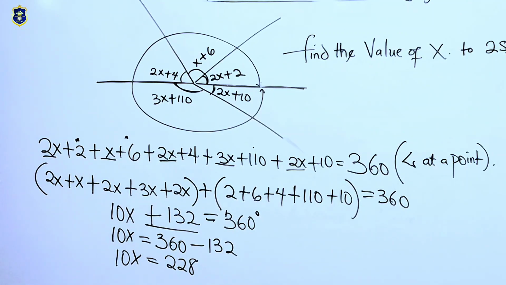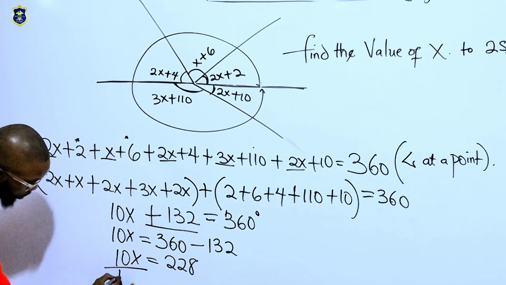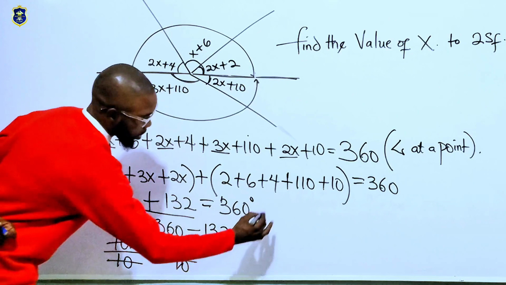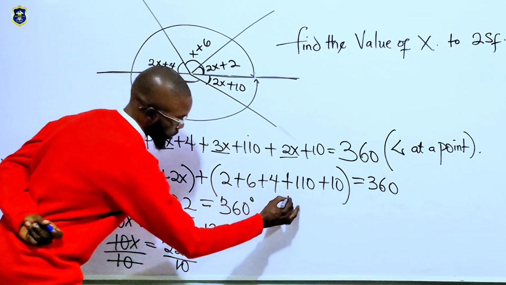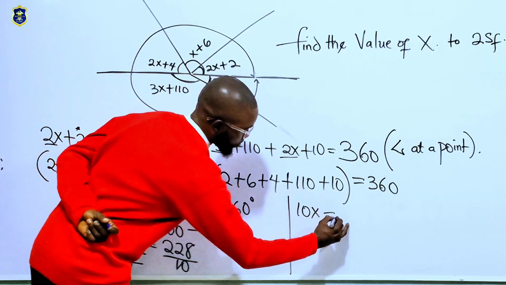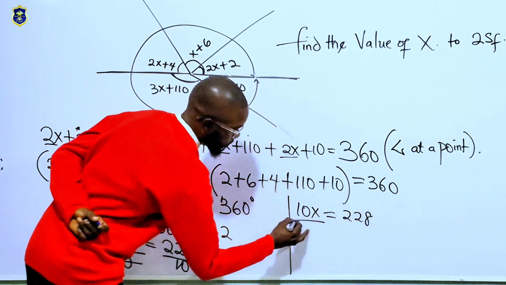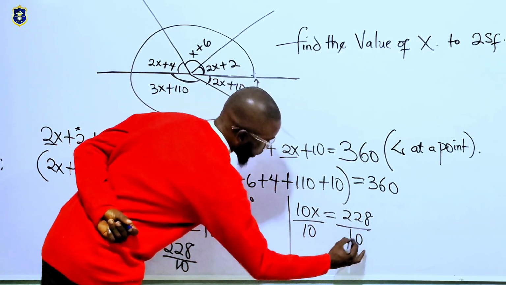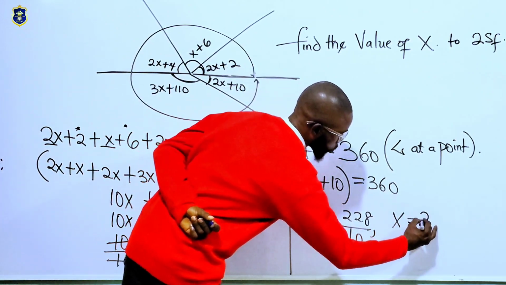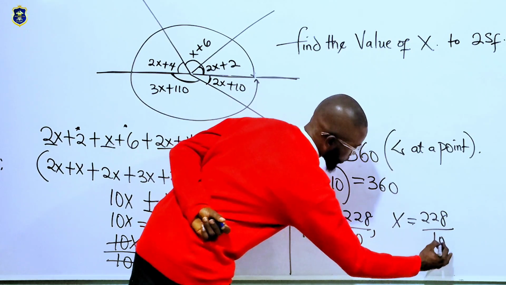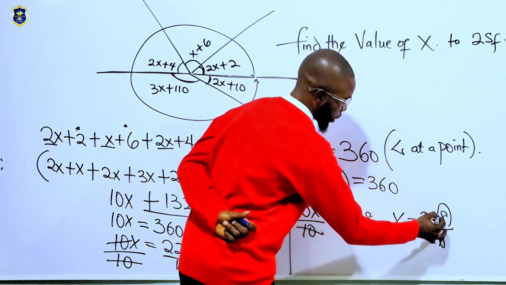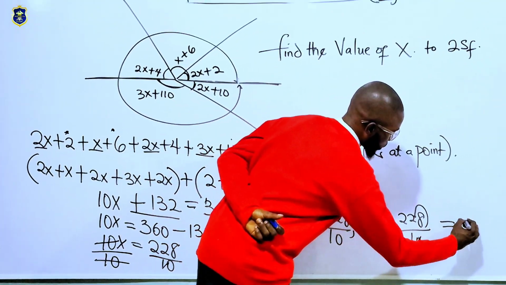So divide both sides by 10. We have 10x being 228, so we divide both sides by 10. 10 takes off 10, leaving x equal to 228 over 10. If you divide this, you're going to have 22.8, because the 0 here means we're taking one decimal point backward. So the answer is going to be 22.8.